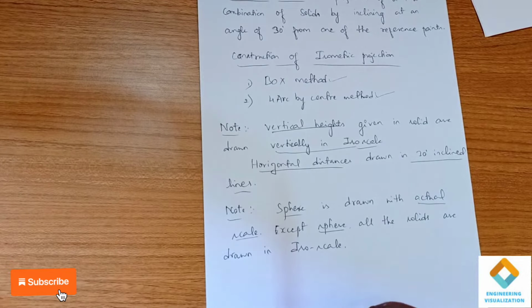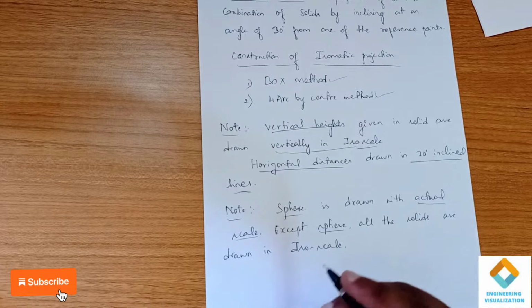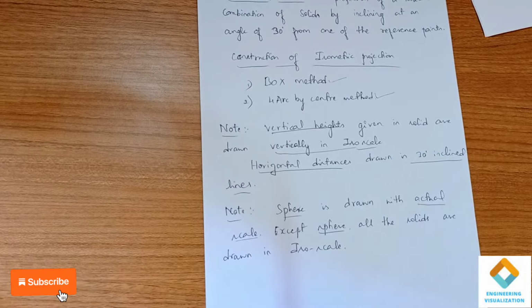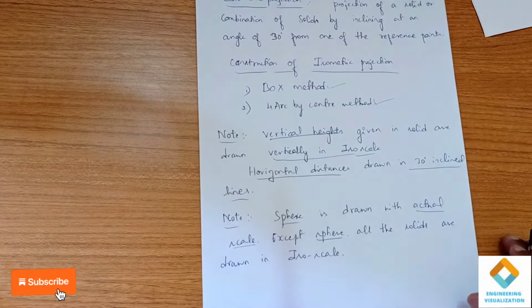If we tilt a sphere at whatever angle, 30 degrees, 40 degrees or 50 degrees, we will get the same circular view, the top view and front view. By inclining at whatever angle, 30, 45, 60 degrees, we will get the same view. That's why the sphere will be drawn with the actual scale. So remember, the sphere will be drawn with the actual scale. Except the sphere, all the solids are drawn with the isoscale in the isometric projection.